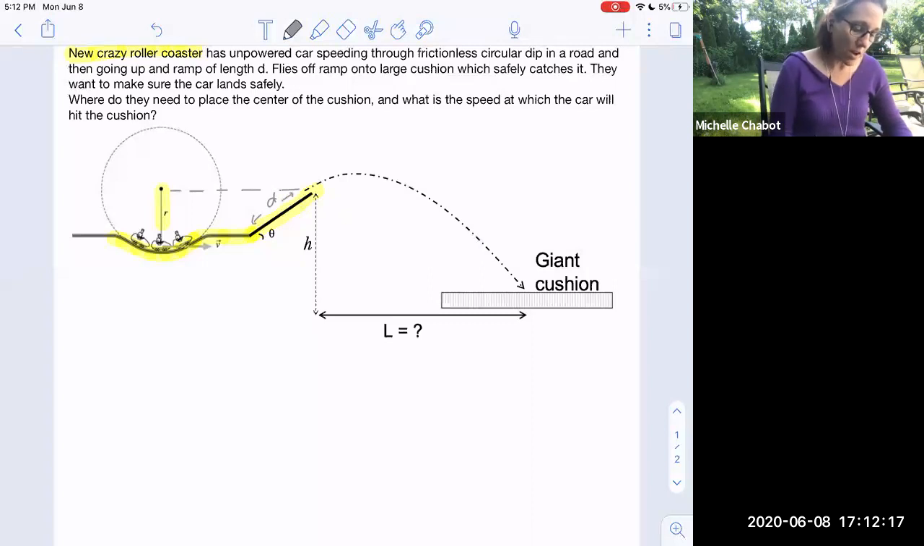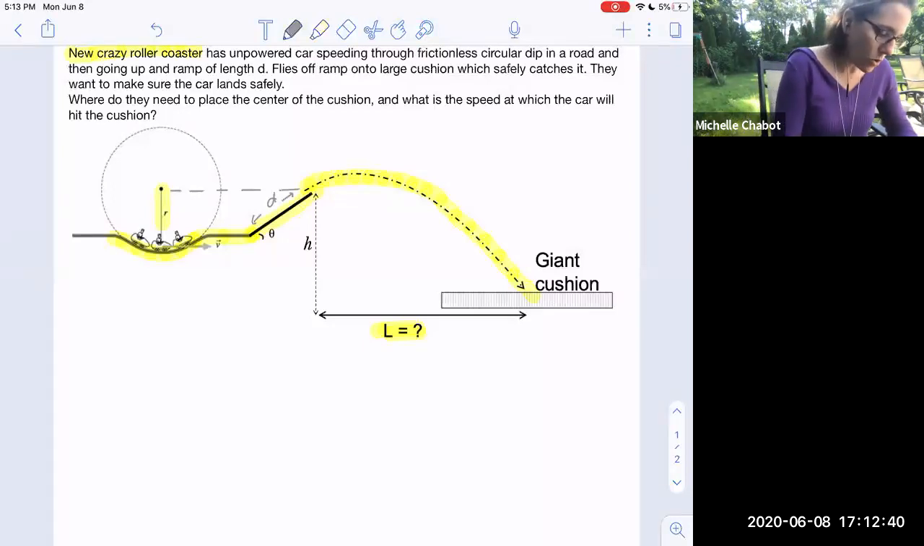And it flies off the ramp and onto a large giant cushion, which catches its fall. And they want to make the car land safely. Where do they need to place the cushion? So finding L. And what speed will the car hit the cushion?